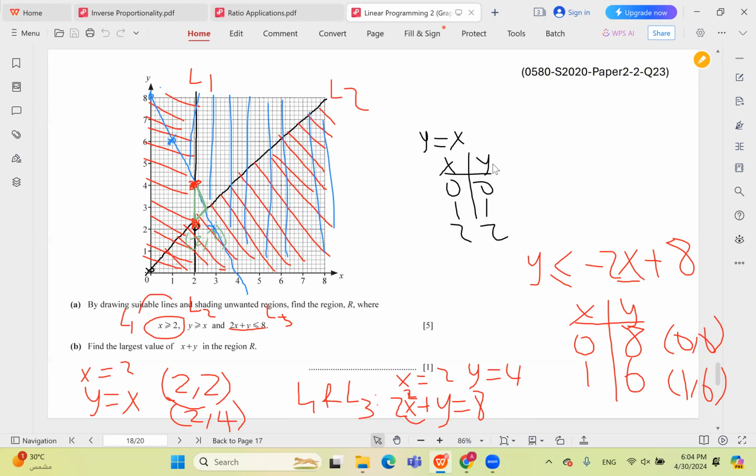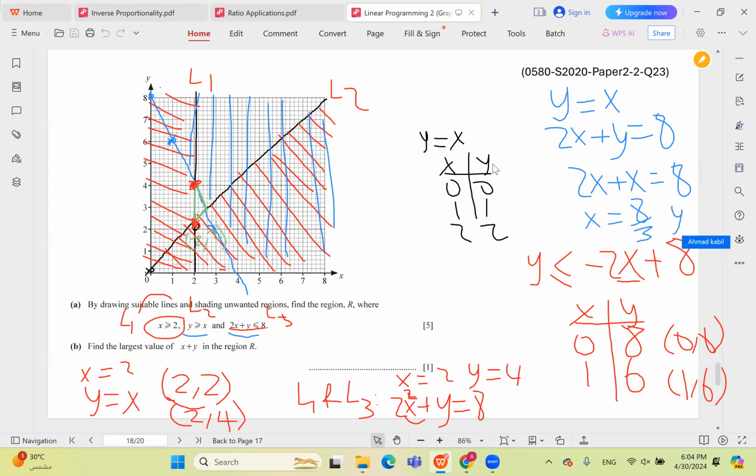Finally, for the third point, which is the intersection between y equals x and 2x plus y less than or equal to 8: y equals x and 2x plus y equals 8. If we solve them simultaneously, we get 2x plus x equals 8. So 3x equals 8, so x equals 8 over 3, and therefore y equals 8 over 3 as well. So our third point would be 8 over 3 and 8 over 3. So the sum here would be 16 over 3.